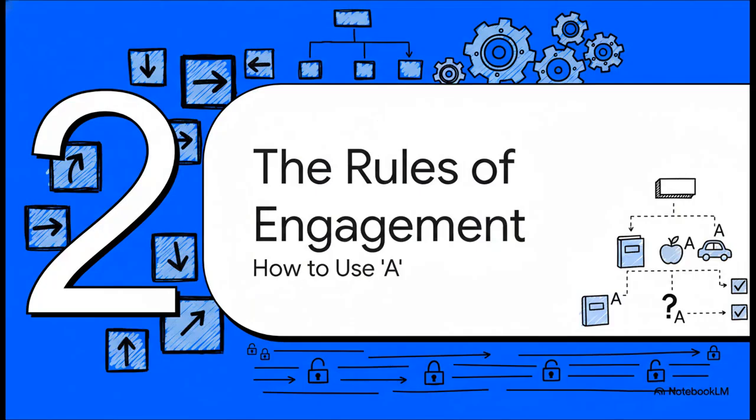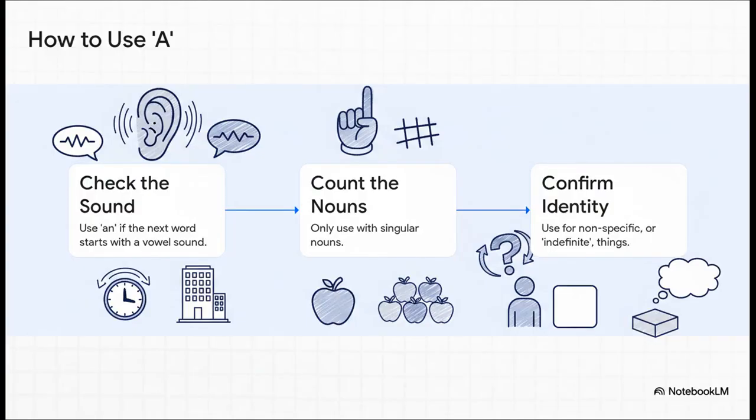But here's the thing, this simple word doesn't just show up wherever it feels like it. Oh no, it plays by a very strict set of rules, and knowing them is essential. And here are the three main rules of the game. First, and this is a big one, you have to check the sound, not the letter. That's why we say an hour, because of that ow sound, but a university, because of that yo sound.